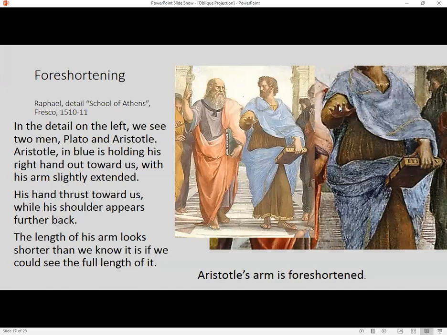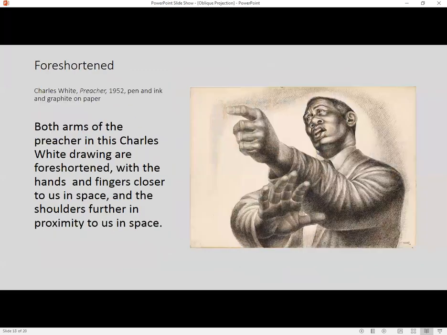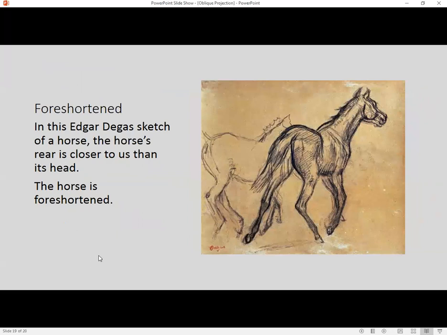If he was to hold his arm down straight, this forearm would look a lot longer than it appears here. But because it's foreshortened, we don't get to know the full length of it. So here's another foreshortened image by Charles White of a preacher, and both of his arms are foreshortened. The palm of his hand is closer to us, and the rest of his arm is moving away. His extended finger is closer to us, and as we move along his arm, his shoulder's further away from us. So he's foreshortened.